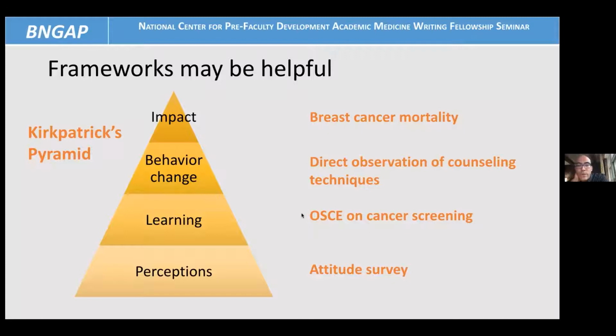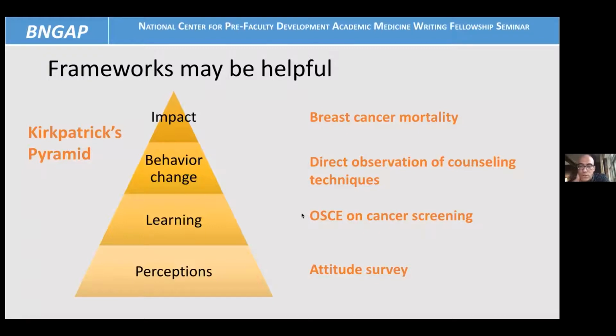So the example we give here is breast cancer mortality. Say you have a project or some sort of educational presentation with a goal or objective of increasing rates of breast cancer screening in underserved communities. A way to measure impact at the highest level, according to Kirkpatrick's pyramid, is to see whether this group of interest now has lower mortality when it comes to breast cancer.